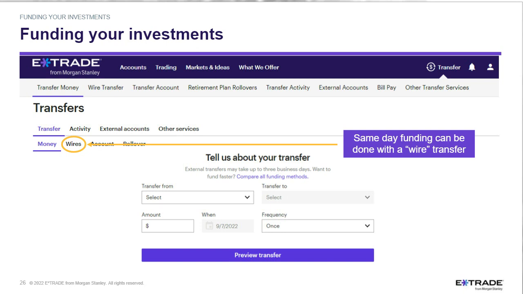Now, your bank's probably going to charge you for a wire. We're not going to charge for an incoming wire. They'll come in free. But if you want to wire money out of your E-Trade account, we charge for that too. So ACH transfers, electronic, free, but not immediate.